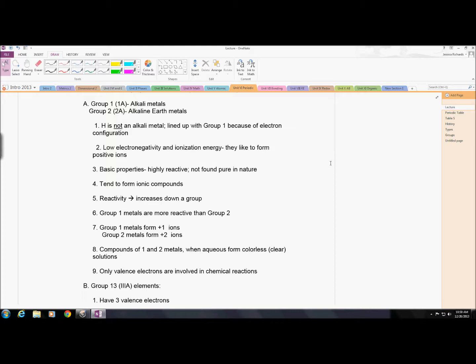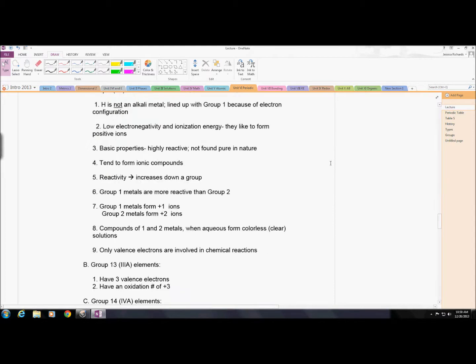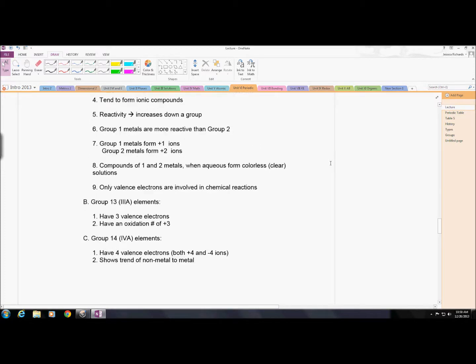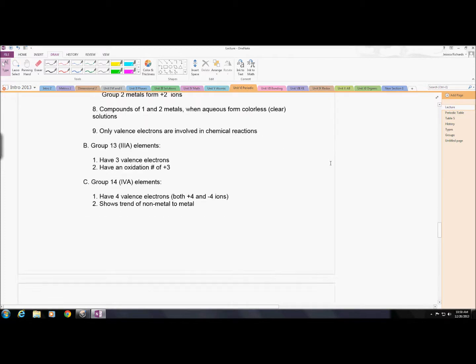We're going to skip the transition metals for now and go right over to group 13 because 1, 2, and then 13 through 18 show the best trends across the periodic table, and then the transition metals are a little bit different. Group 13, 3 valence electrons. They all make plus 3 ions. That's the most common oxidation state for them. It starts with boron. The state's not going to ask you for the name of that group.